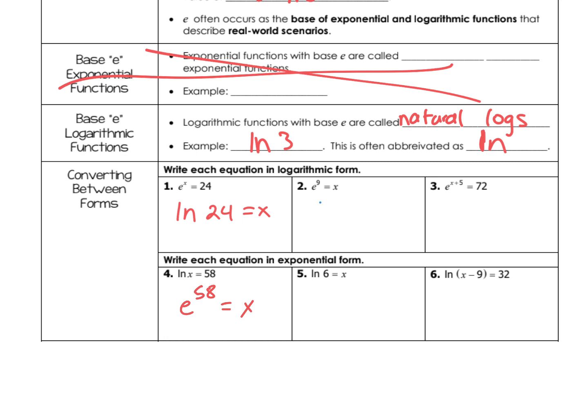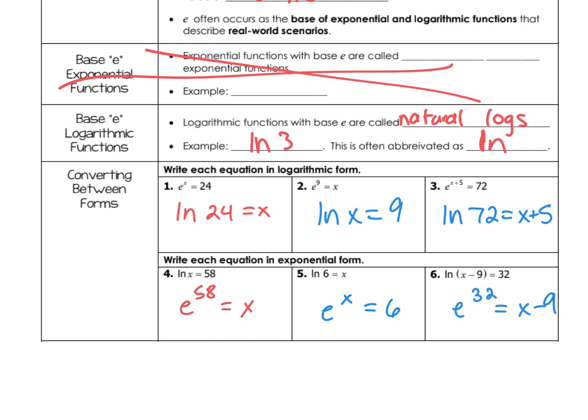All right, number 2, should have put natural log of x equals 9. Number 3, natural log of 72 equals x plus 5. Number 5, e to the x equals 6. And number 6, e to the 32 equals x minus 9. We'll get into the fun part of solving these later on. But for now, I just really need you to be able to go back and forth between the two forms.